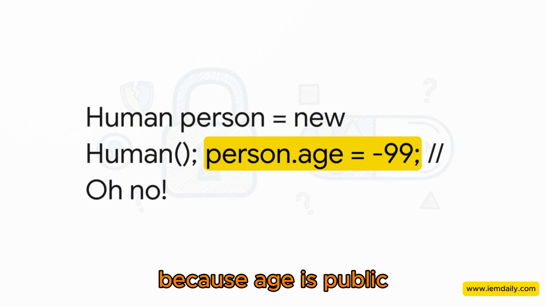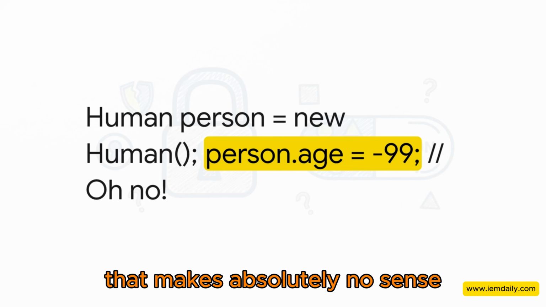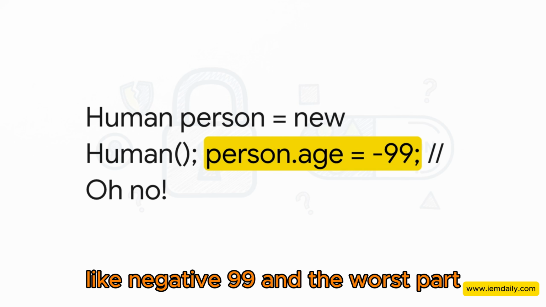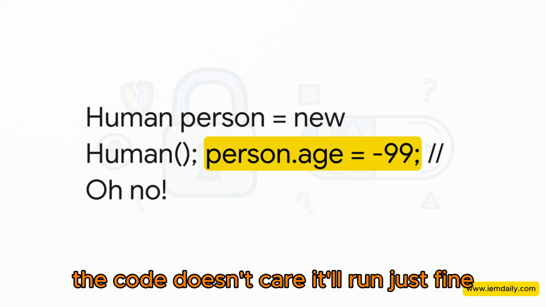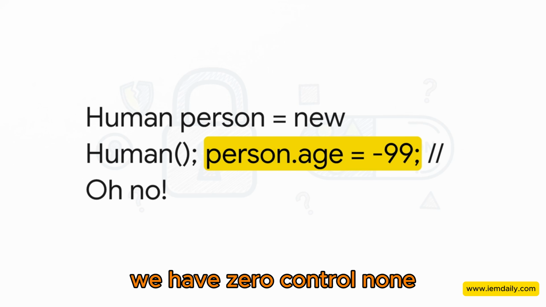Because age is public, anybody can just create a new human object and set the age to something that makes absolutely no sense, like -99. And the worst part? The code doesn't care. It'll run just fine. But now your object's data is totally corrupt. We have zero control, none.